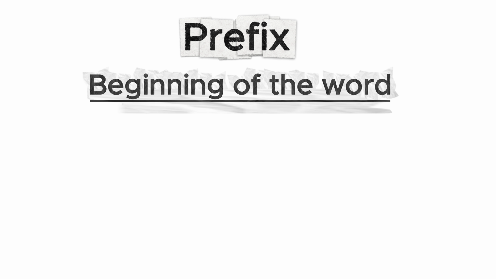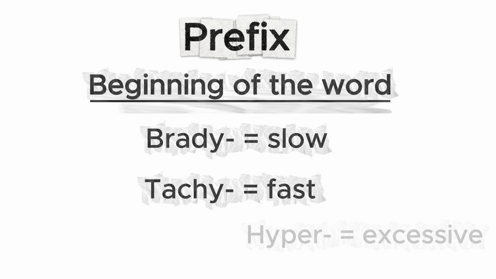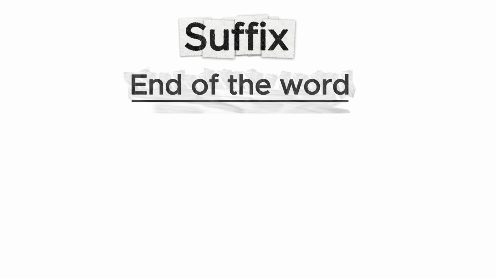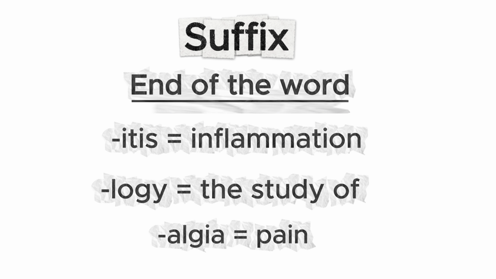Next, we have the prefix. The prefix appears at the beginning and changes the meaning of the word. Some examples are brady, tachy, and hyper. Lastly, we have the suffix. The suffix appears at the end of the word and usually indicates a procedure, condition, or disease. Some examples are itis, algia, and other similar endings.